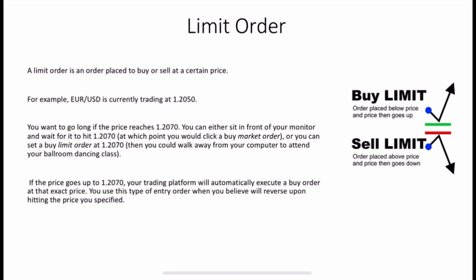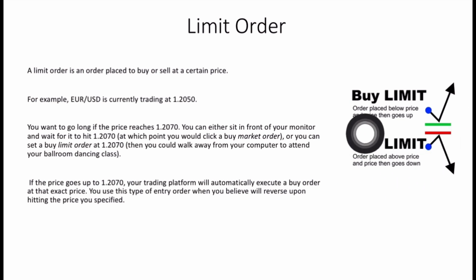Same to the sell limit. If you want to buy at a certain price, you can just set it at the price, then you can place your take profit and stop loss. Then same to the selling part, sell limit. You can set a sell limit at a certain price. Then when price reaches that part, it will just execute itself.